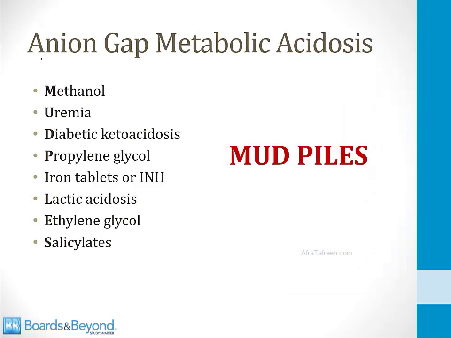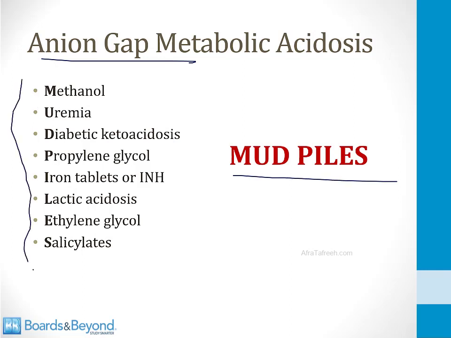So now let's talk about anion gap metabolic acidosis disorders. And for years and years, students have memorized the causes of anion gap metabolic acidoses by the mnemonic MUDPILES. MUDPILES stands for all these words shown on the screen here, and in the next few slides, we'll go through them one at a time to talk about why they cause an anion gap metabolic acidosis.